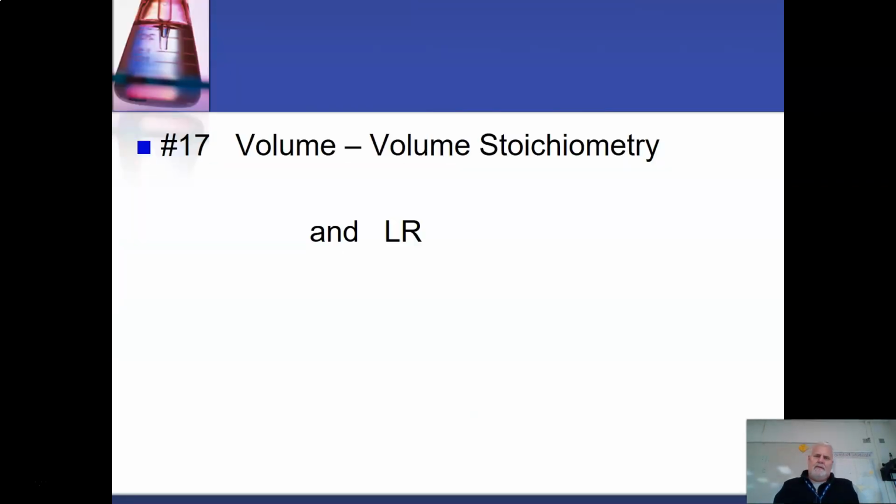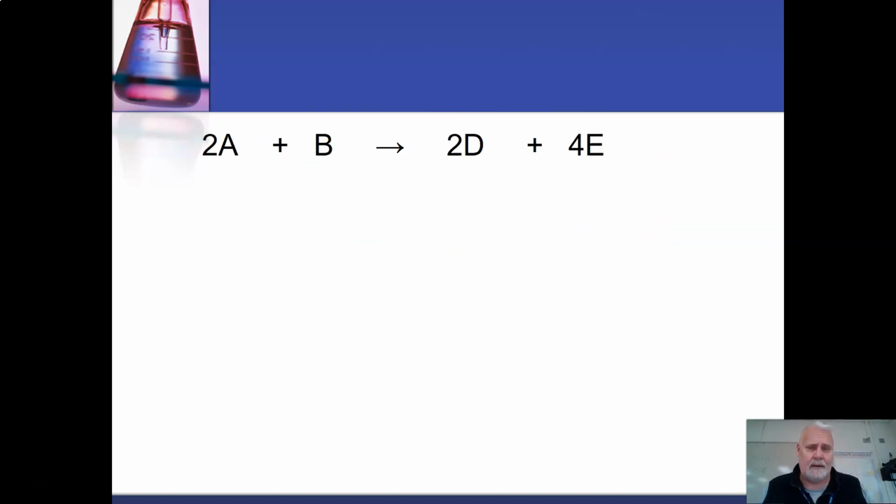Okay, so jumping in, number 17 is a volume stoichiometry problem. And the thing with volume is it's going to be 22.4 liters on one side and 22.4 liters on the other side. So we kind of look at these problems a little bit differently. No matter what gas it is, the volumes will be identical at the given conditions. So we're going to use LR, or limiting reactant, with a volume stoichiometry problem.